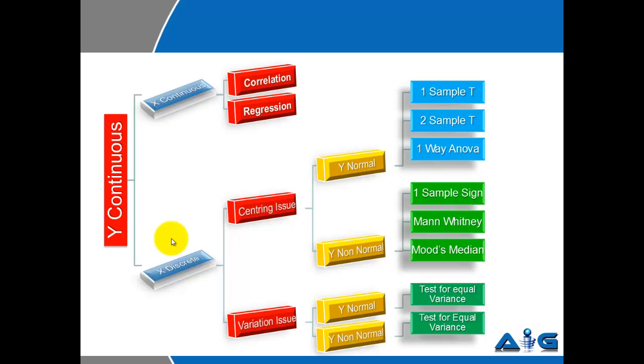To continue, if my concern area is about improving the central tendency of my data, I would first want to understand whether my Y is normally distributed or non-normal. If my Y is normally distributed, I have three simple options. The first is a one sample t-test, the second is a two sample t-test, and the third is a one-way ANOVA, and there could be loads of other tests in the ANOVA family. While if your Y is non-normal data, you have options of one sample sign, Mann-Whitney, and Mood's median.